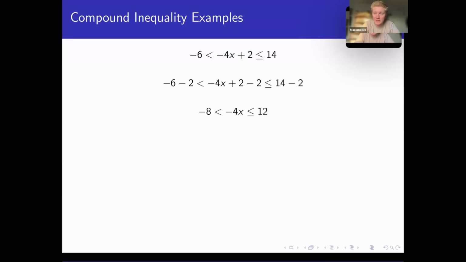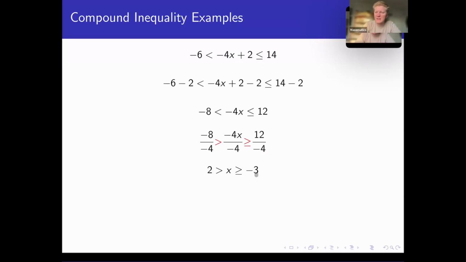Okay, we're going to divide by negative 4, but make sure when you divide by negative 4, you divide everything by negative 4. But also, we know that when we're dividing by negative numbers, we need to flip the sign. Well, in this case, we're going to flip both signs. So this less than will become a greater than, this less than or equal to will become a greater than or equal to, and now we get this. This is kind of ugly though.